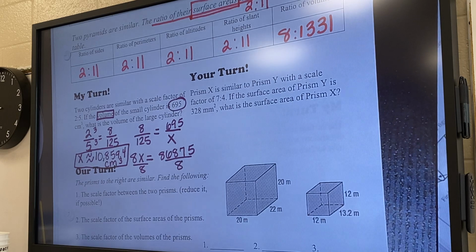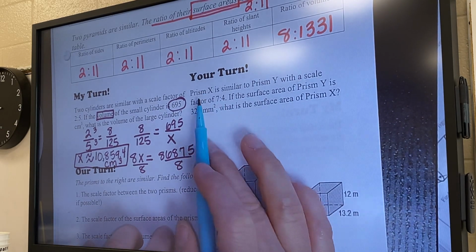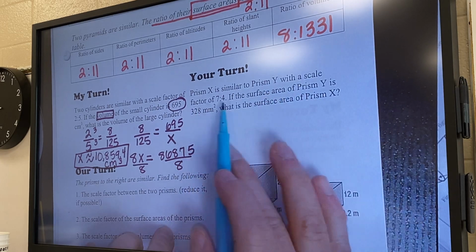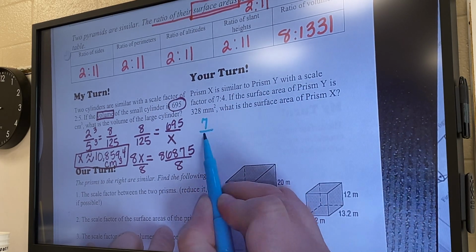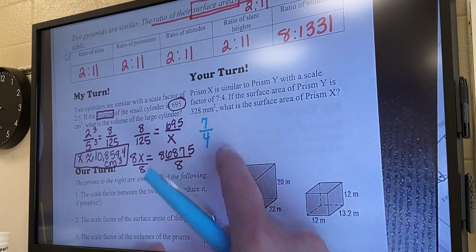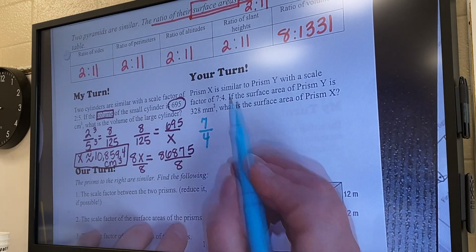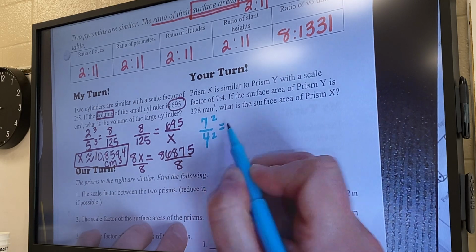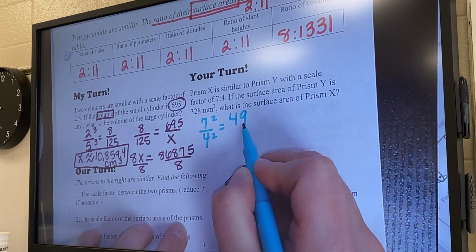All right. Let's look at the next one. It says Prism X is similar to Prism Y with a scale factor of 7 to 4. If the surface area, so for surface area, what am I going to have to do with that scale factor? Square it. What's 7 squared? 49. What's 4 squared? 16.